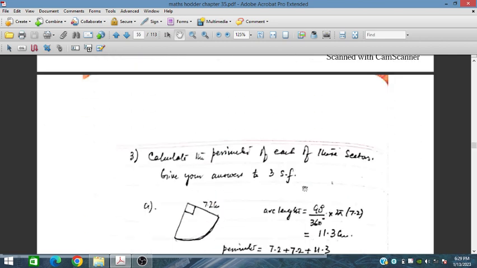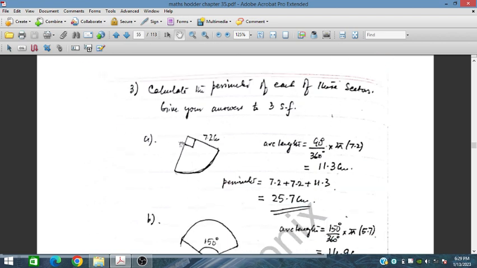In question number 3, calculate the perimeter of each of these sectors in question 1, giving your answer to 3 significant figures. This was question number 2, and now calculate the perimeter of each of these sectors. So this is 90 degrees. The arc length is equal to 90 divided by 360 into 2 pi into the radius, 7.2. So the arc length is obtained, and this length is 7.2, and this is also 7.2.